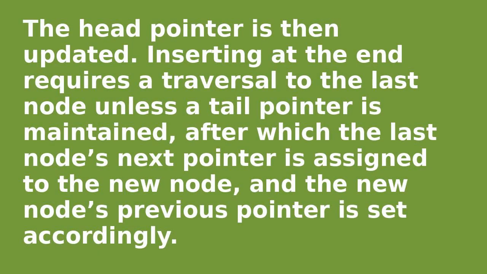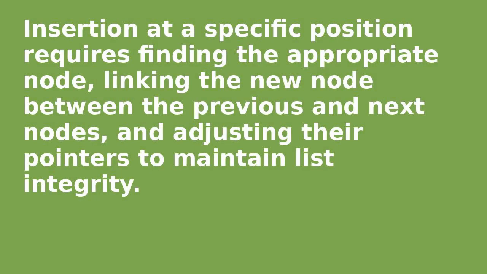Inserting at the end requires a traversal to the last node unless a tail pointer is maintained, after which the last node's next pointer is assigned to the new node, and the new node's previous pointer is set accordingly. Insertion at a specific position requires finding the appropriate node, linking the new node between the previous and next nodes, and adjusting their pointers to maintain list integrity.